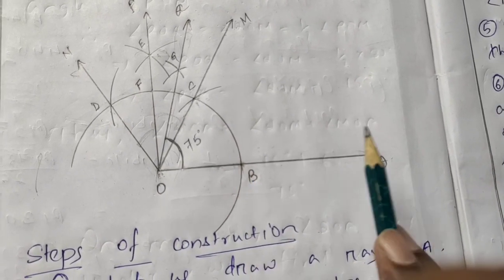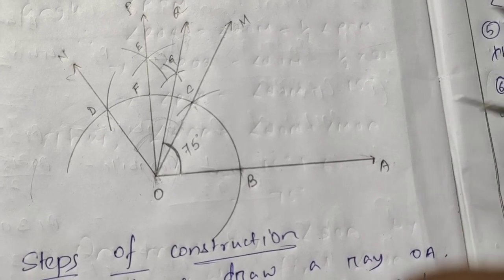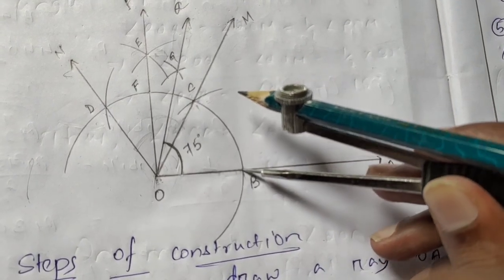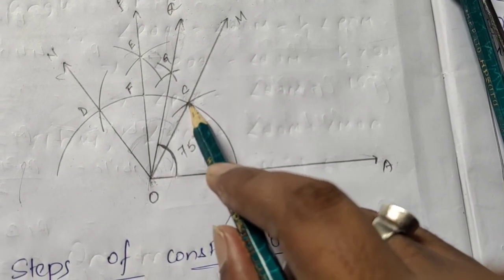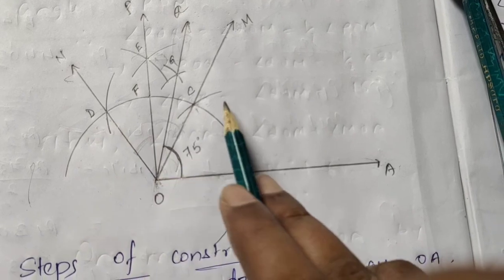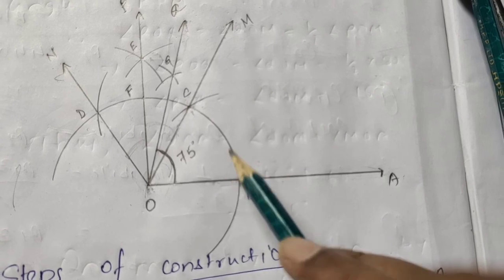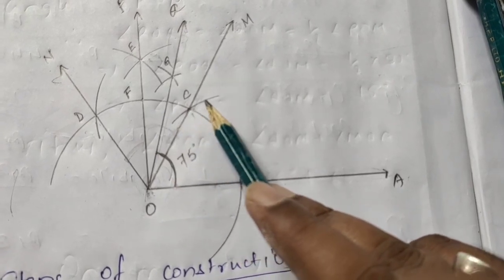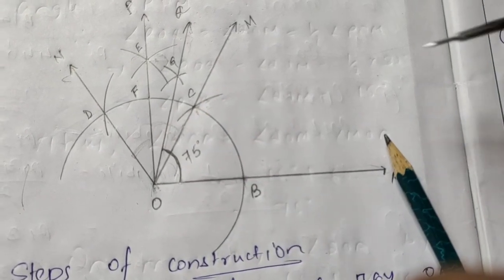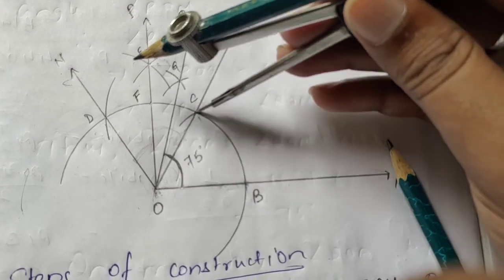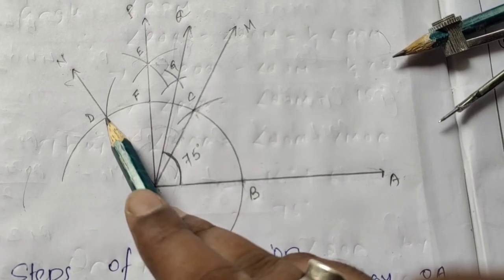Now don't change the radius on the compass. Take the point B as center and draw an arc. That arc is the same radius as the previous one, and it will cut the previous arc at the point C. Don't change the radius. Again come to the point C and draw another arc, and that arc will cut the arc of step 1 at the point D.